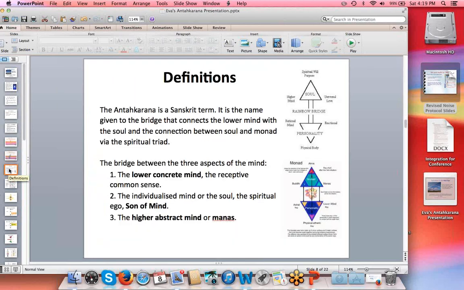So if I haven't totally confused you, we'll look at some definitions now. The word Antahkarana is a Sanskrit term. It is the name given to the bridge that connects the lower mind with the soul, and the connection between the soul and later on the monad via the spiritual triad. What is the spiritual triad?